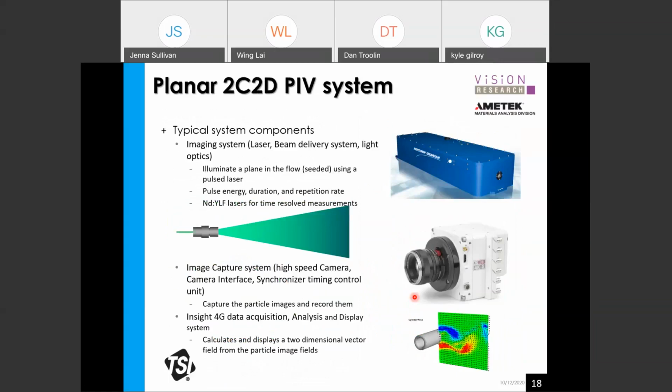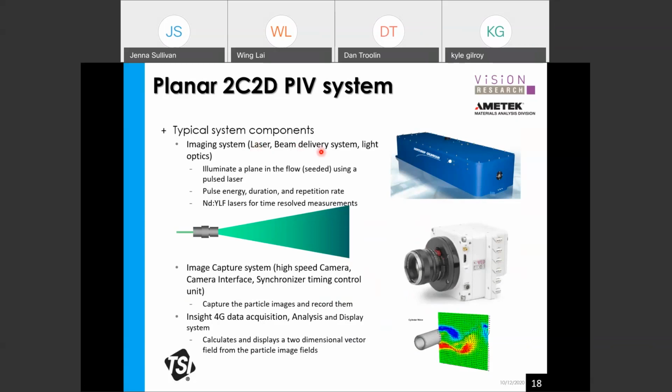Let's take a quick look at the typical system arrangement for a 2C, 2D PIV system. Again, like we mentioned a bit earlier, it requires imaging systems. The imaging system typically includes lasers. The reason we want to have lasers is to have a sufficient amount of energy to illuminate those seed particles. Again, the seed particles are typically very small in size, maybe 1 micron up to 10 microns. So a sufficient amount of energy is typically required in order to illuminate those tiny seed particles.